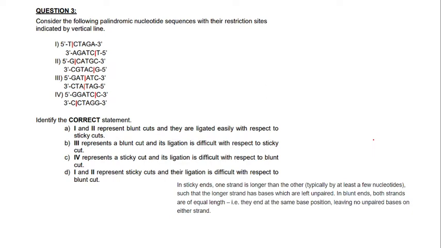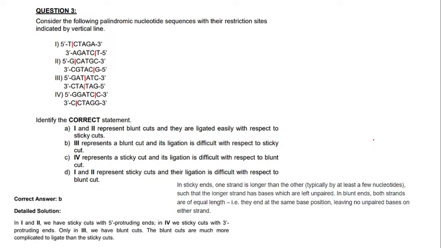Okay, so in sticky ends, one strand is longer than other, typically by at least a few nucleotides, such that longer strand has bases which are left unpaired. In blunt ends, both strands are equal length, so they end at the same base position, leaving no unpaired base on their strand. So here the correct option is B.